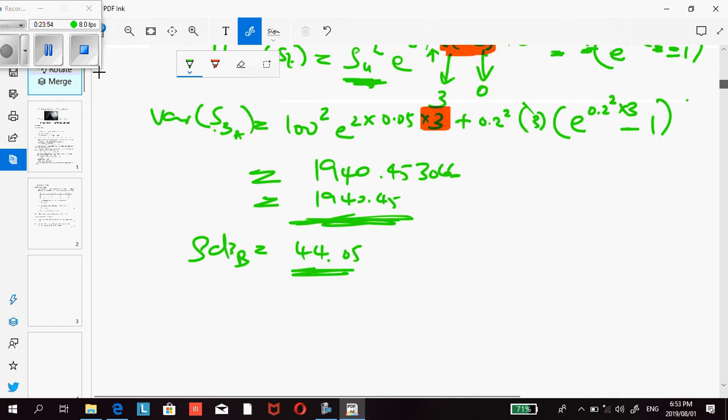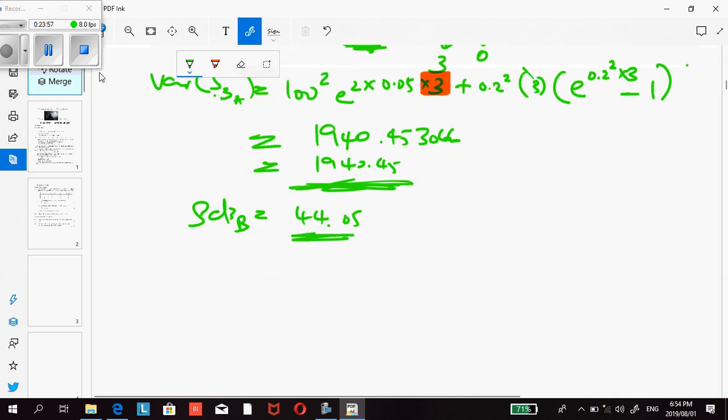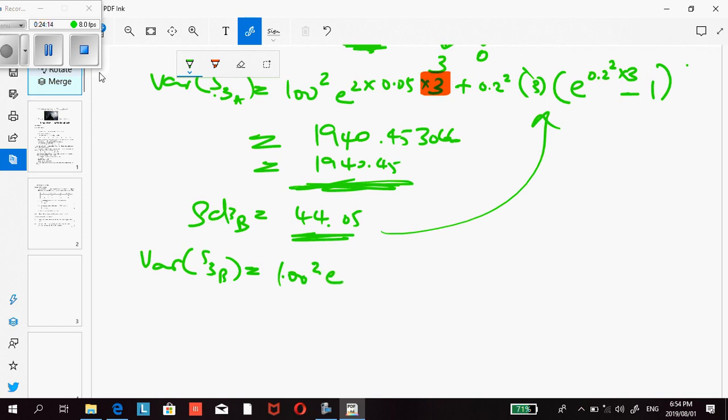Now I'm going to do the same thing here without wasting any time. I'm going to do the same thing for stock B. So the variance at time 3 for stock B, it's the same thing. The only difference is your parameter. So I won't explain the thing here. I'll just substitute the numbers. So 100 squared e to the power of 2 times 0.08 multiplied by 3 plus 0.3 all squared multiplied by 3, into e to the power of 0.3 squared times 3, minus 1.